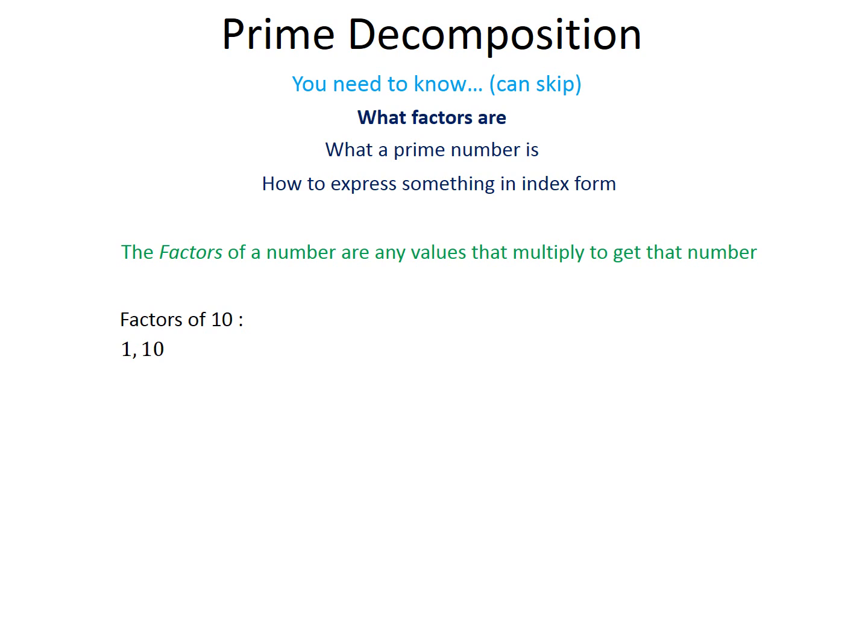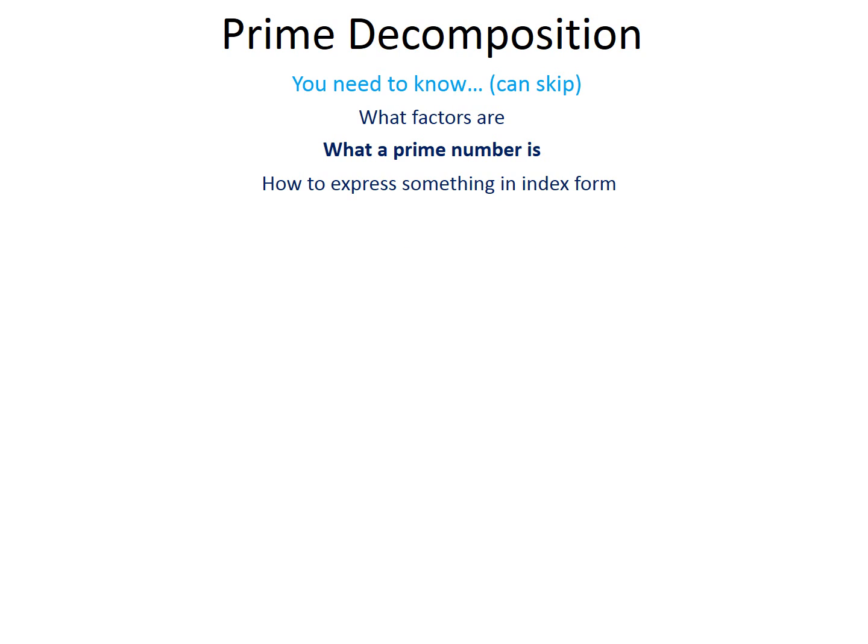And what else gets me 10? I can look at my times tables, I can go down the list. I've done 1, I usually then try, does 2 go into 10, and then does 3 go into it, does 4 go into it, and I'd find the only thing that goes into it is 2 and 5. 2 times 5 is 10. There's no other ways to multiply to get 10, so I found all the factors of 10 there.